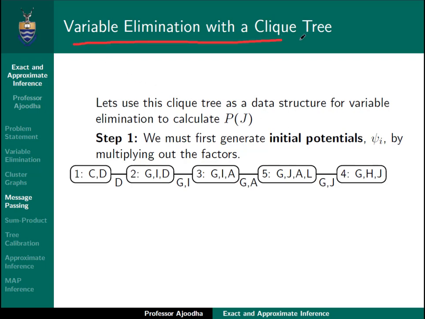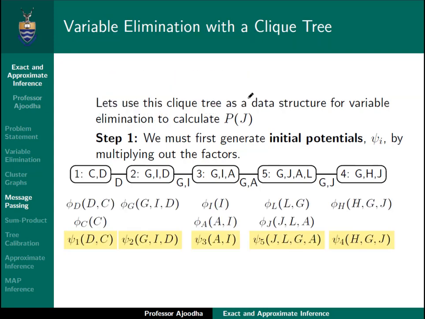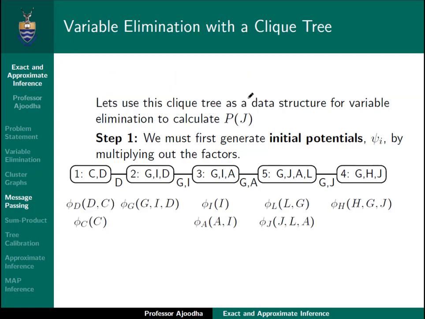So we're using variable elimination with clique trees, and let's use this clique tree that I showed you before as a data structure for variable elimination to calculate the probability of J. Step one, we must first generate all of the initial potentials. We need to assign all of the factors from the joint distribution that we saw on the first slide or the second slide, I can't remember, to this clique tree.